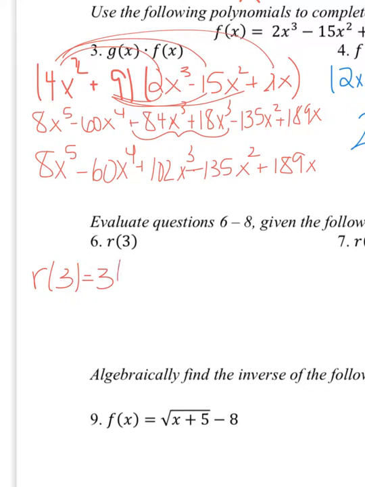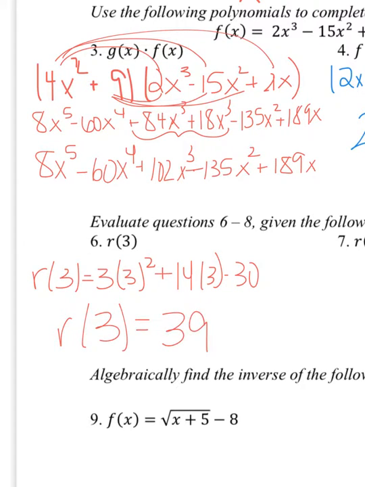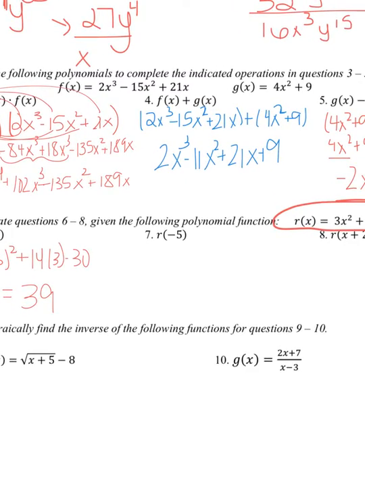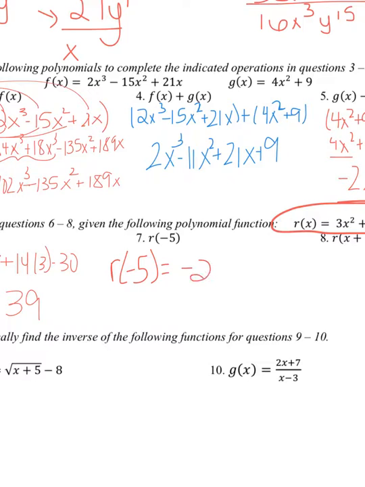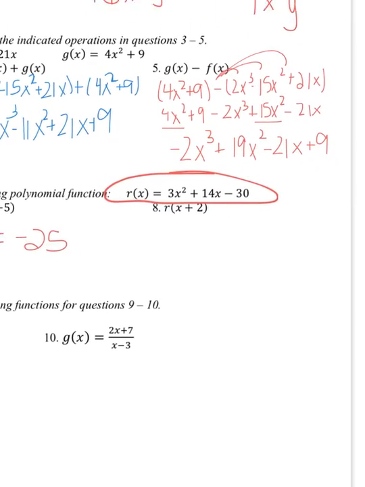So for number 6, when you do r of 3, you plug in 3. So it's 3 times, instead of x, 3 times 3 squared plus 14 times 3 minus 30. So r of 3, you should have 39. Same thing with number 7. R of negative 5, you should get negative 25 though. Make sure you're careful with the parentheses. A negative squared ends up becoming a positive. So be careful with that. And then number 8 I'll actually go through.